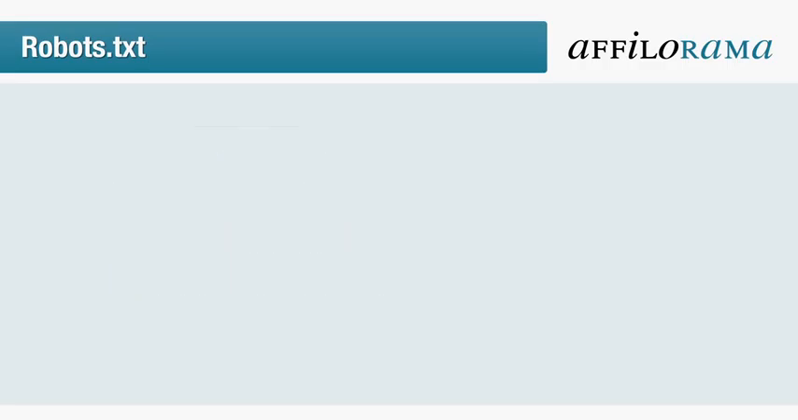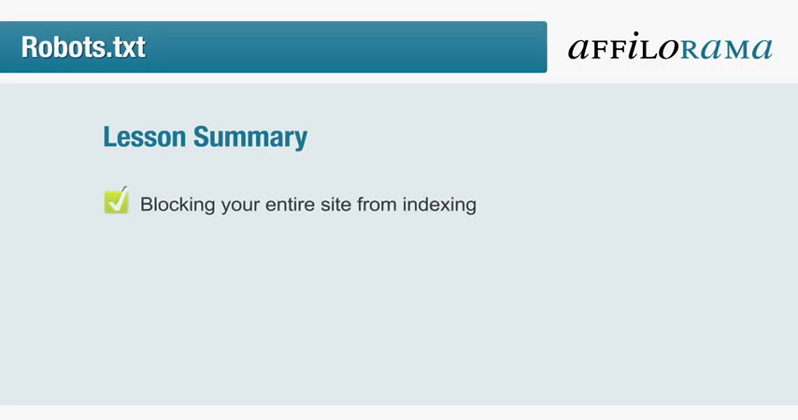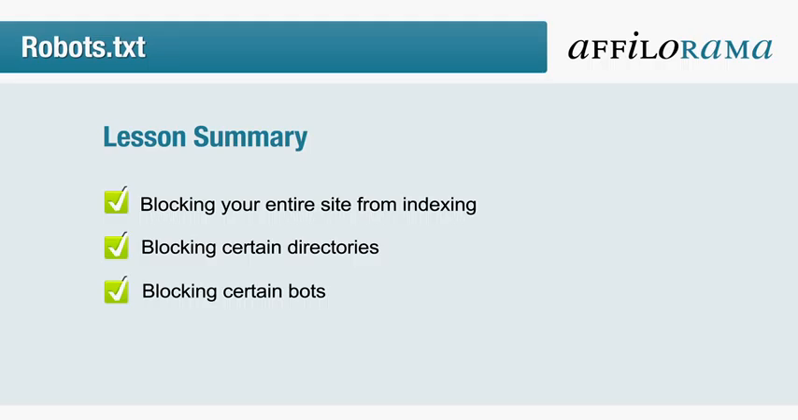And time for today's lesson summary. In this lesson, we've looked at robots.txt, what it is, what it's used for, and how to create one. We've looked at certain things you can do with robots.txt, including blocking your entire site from being indexed, blocking certain directories, blocking certain bots, and identifying the location of the sitemap.